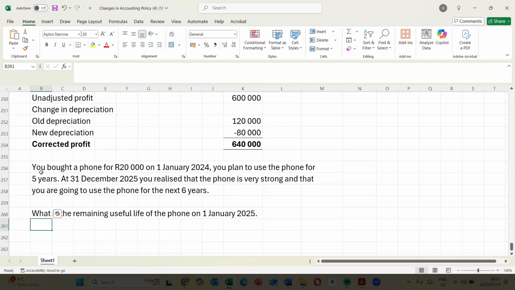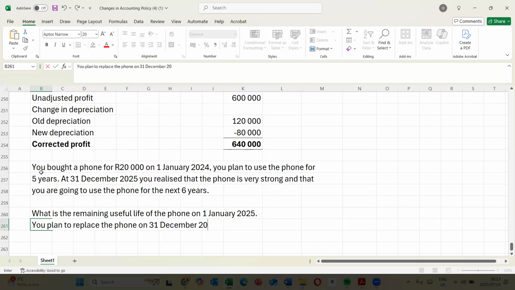So, in other words, what we are saying now is, remember, from 2025, you have 26, 27, 28, 29, 30, 31. So, you plan to use your phone, you plan to replace the phone on 1 December 2031. That's the next 6 years. So, how many years are there left on 1st of January 2025?